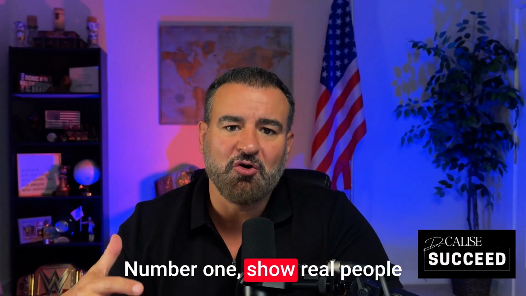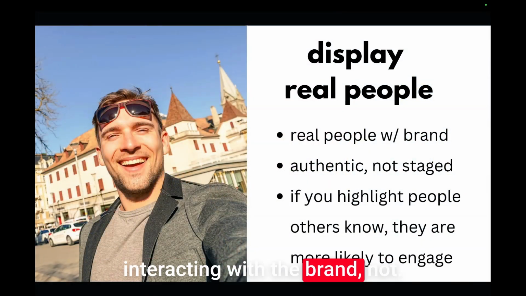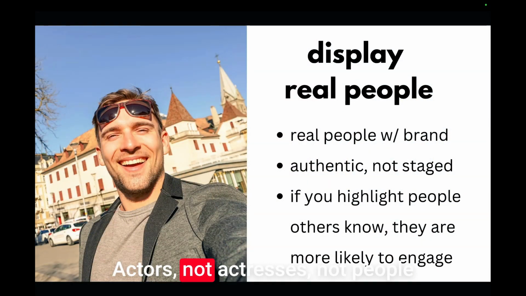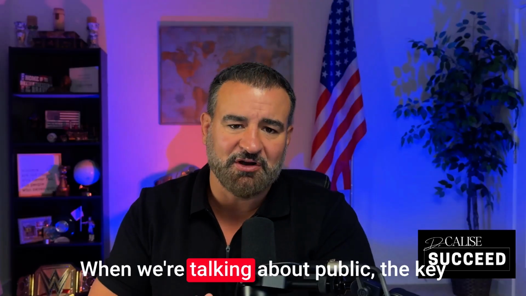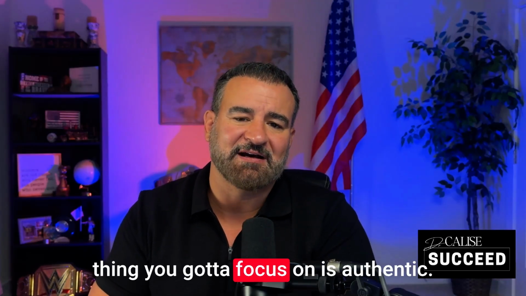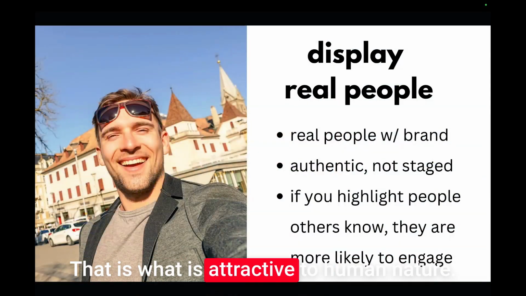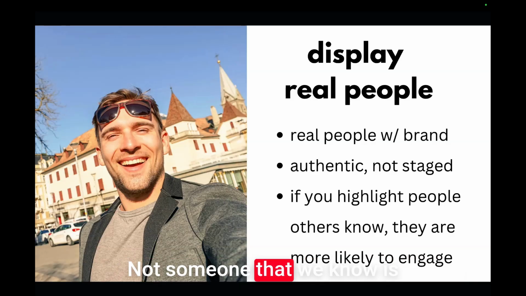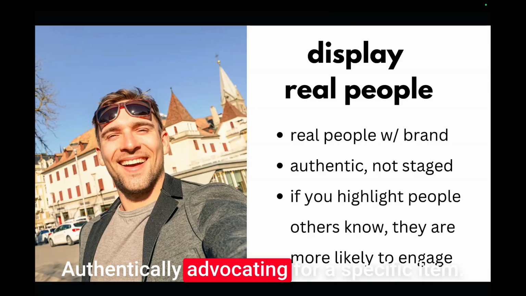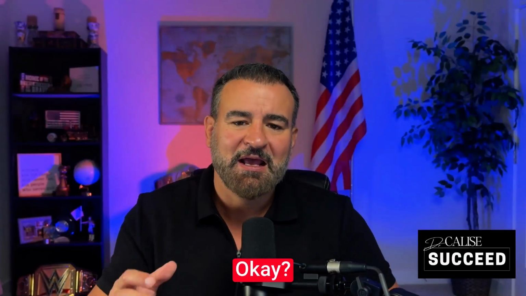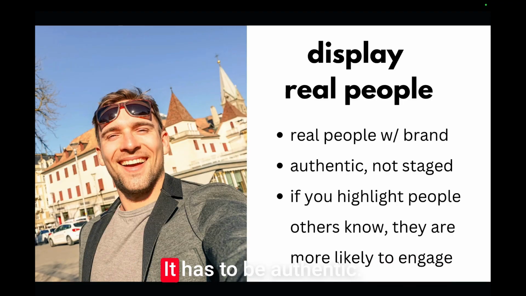Number one, show real people interacting with the brand, not actors, not actresses, not people you paid for a TV commercial. Real people interacting with the brand. The key word here is authentic. When we're talking about public, the key thing you've got to focus on is authentic. That is what is attractive to human nature. Not someone that we know is getting paid, but someone that is authentically advocating for a specific item. The other key thing is it can't be staged. It has to be authentic.